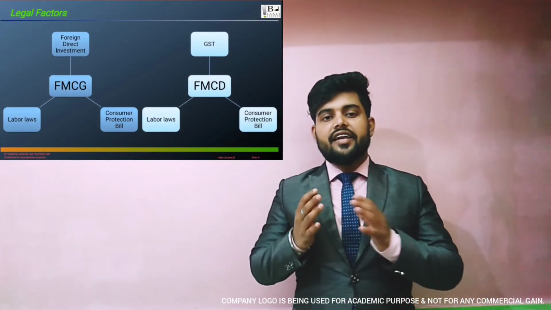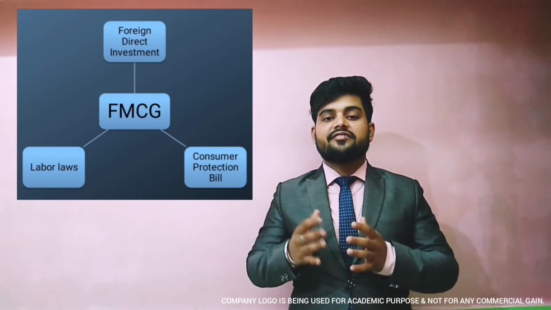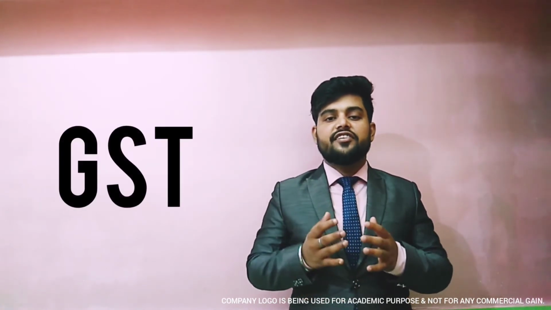Let us discuss legal factors one by one for the FMCG and FMCD sectors. The goods and service tax (GST) is beneficial for the FMCG industry as many FMCG products such as soap, toothpaste and hair oil now come under the 18% tax bracket against the previous 23 to 24% tax rate. Also, rates on food products and hygienic products have been reduced to 0 to 5% and 12 to 18% respectively.